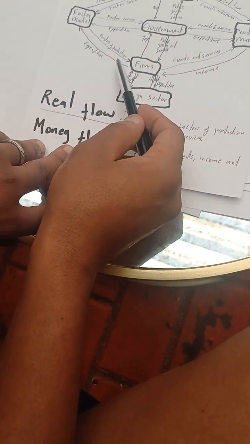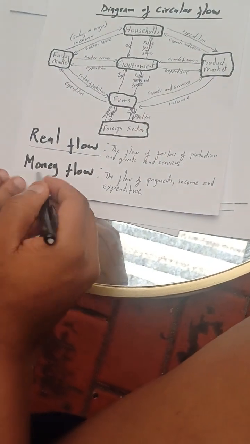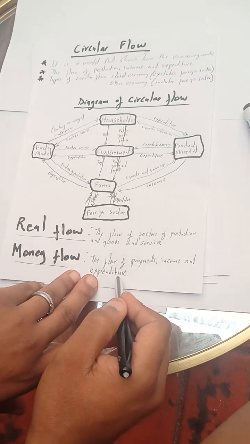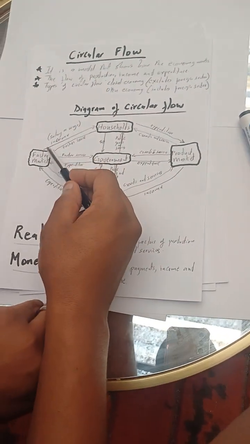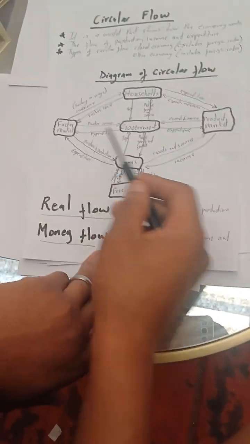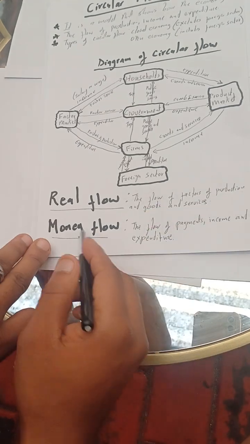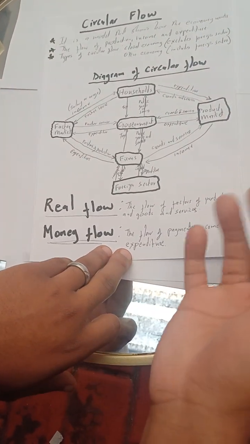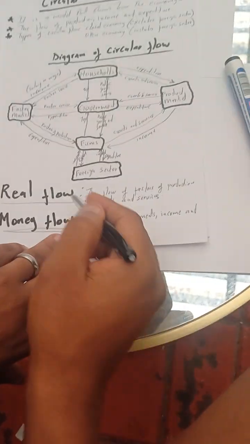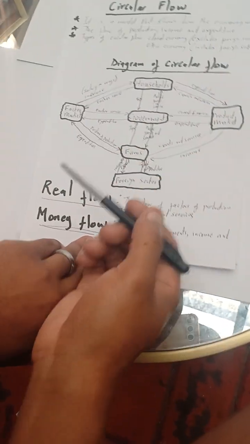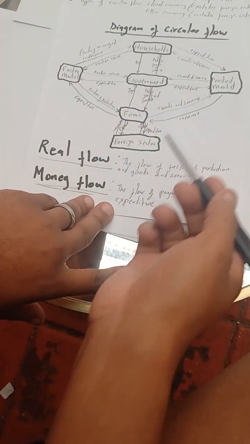And then the last arrow, the one outside our diagram. As you can see, it is the money flow, the flow of payments, income and expenditure. As you can see, these arrows, there's income, there's expenditure, there's income, there's expenditure, meaning it indicates the money flow. That's where payments, incomes and expenditure flow, made by those role players, which are the household, government, firms and foreign sector.